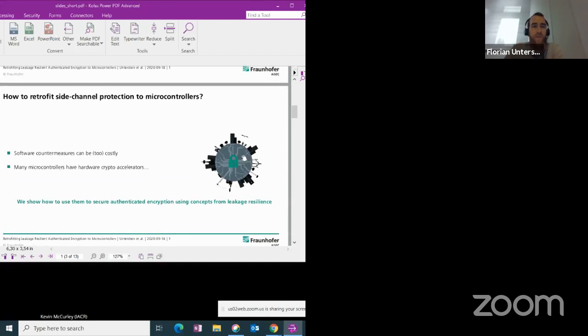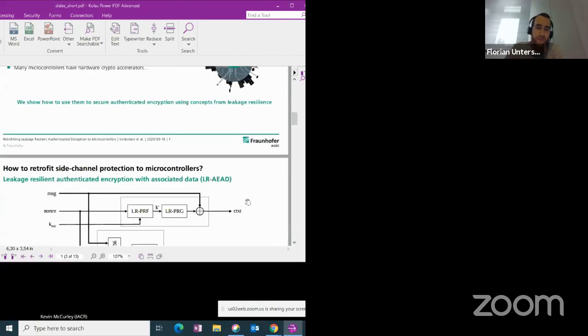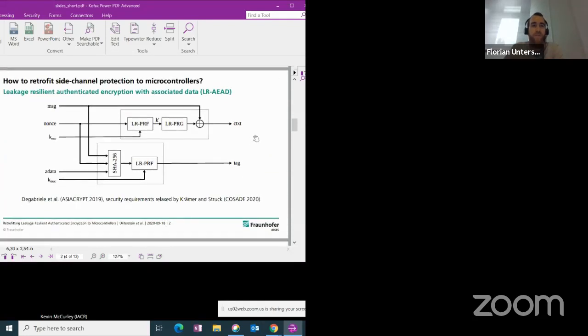So our main contribution is that we show how to use those unprotected hardware accelerators to secure authenticated encryption using concepts from leakage resilience. Here you can see the leakage resilient authenticated encryption scheme that we are using. It was proposed by Gabriele et al. at AsiaCrypt.